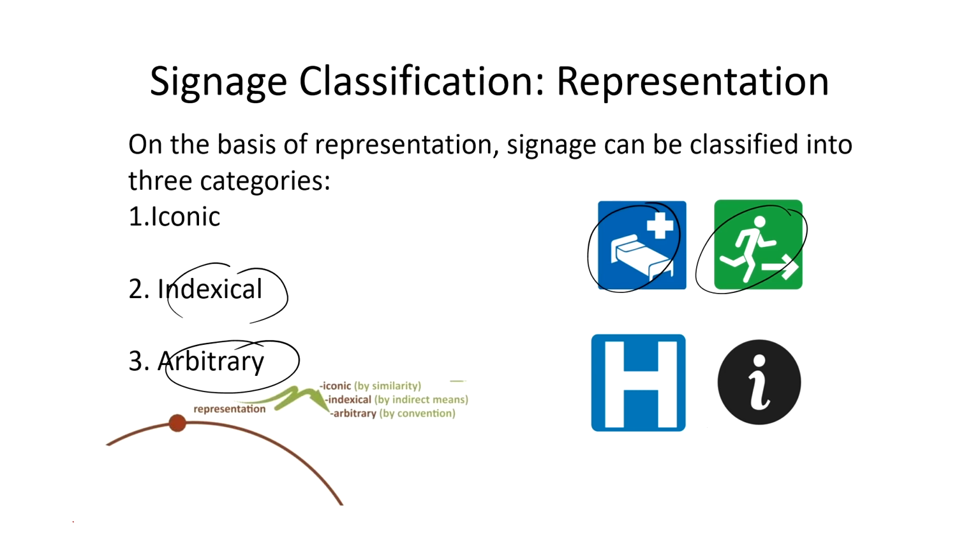Another one, which is arbitrary signages. Arbitrary signages rely on contextual or learned association to convey meaning. These connections between the signifier and the signified are established through cultural and linguistic communications. For example, the use of the letter H represents hospital. The symbol of a phone denotes a designated phone booth, and the word information, I, represents the help desk.